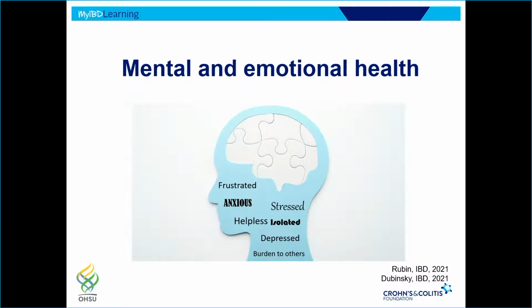So I want to take just a minute to talk about mental and emotional health and inflammatory bowel disease. And this is something that's been getting a lot of attention recently. There were a couple of studies that were published in the past year, really bringing to light the issues around mental and emotional health. These are just some of the words patients have used in their own words to talk about how their disease feels: helpless, anxious, frustrated, stressed, isolated, depressed.